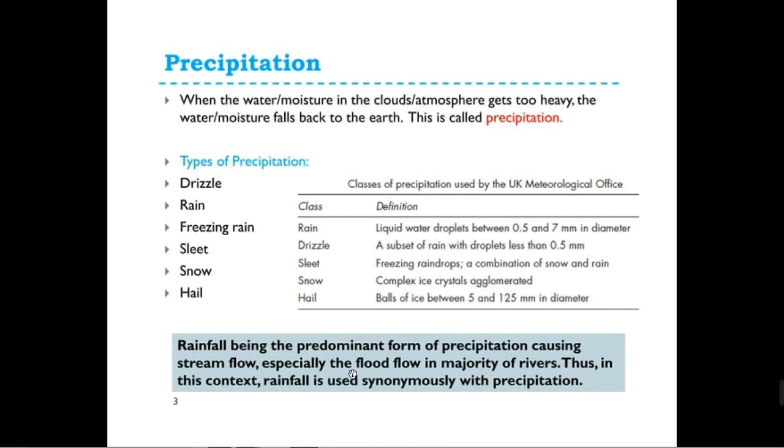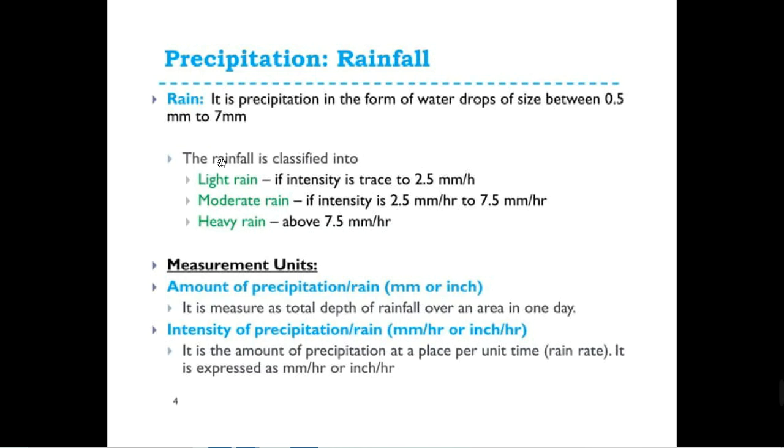Rainfall being the predominant form of precipitation causing stream flow, especially the flood flow in the majority of rivers. Thus, in this context, rainfall is used synonymously with precipitation. Rain is precipitation in the form of water drops of size between 0.5 millimeter and 7 millimeter.